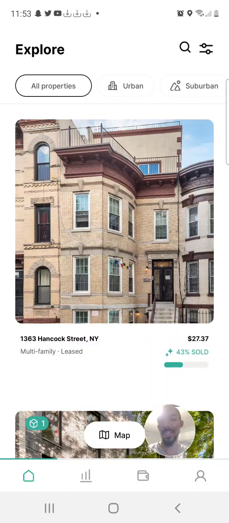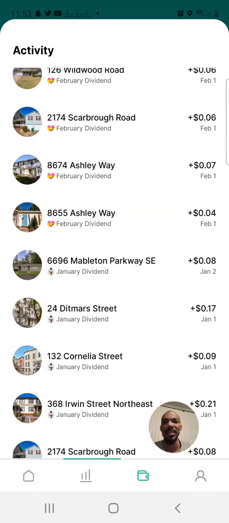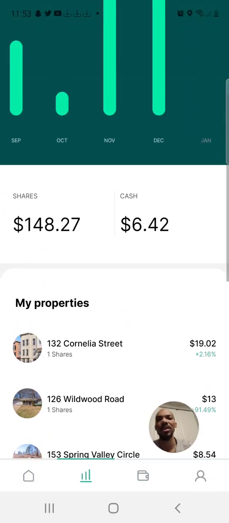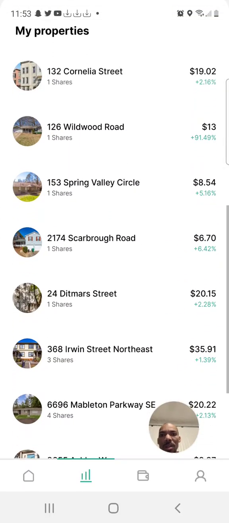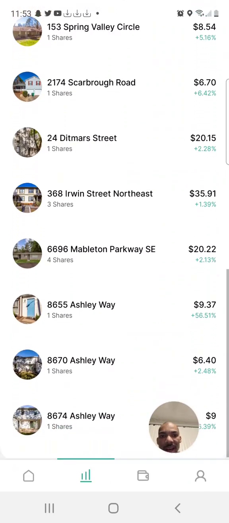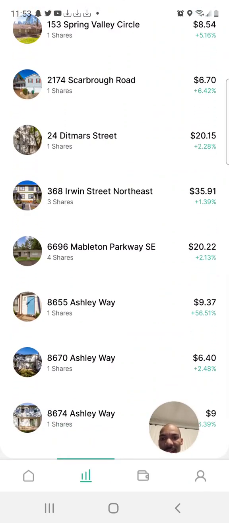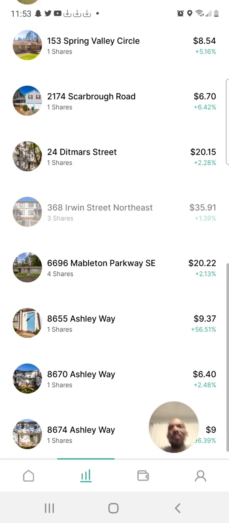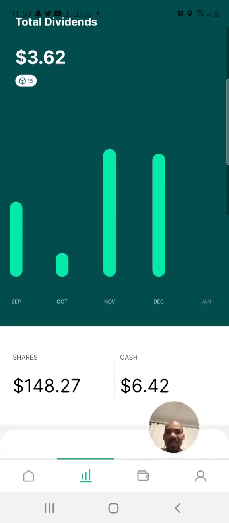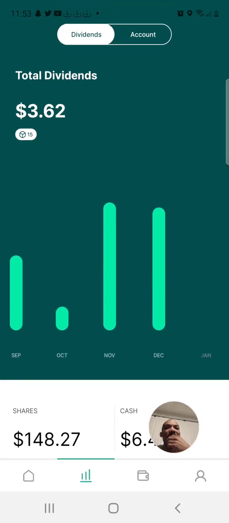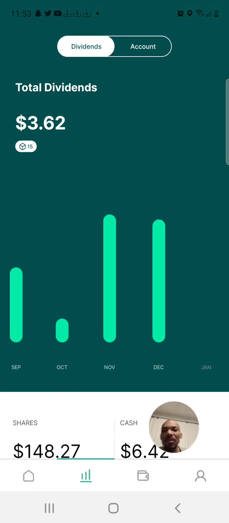So what we're going to do first is check out my account. As you can see, I have 10 properties, and I'll go over each one in detail, but let's look at the overall portfolio first. They updated it a little bit because I didn't have this information before. It shows you the total dividend.